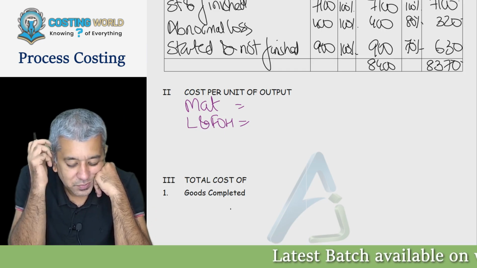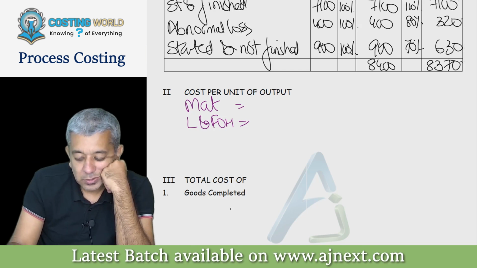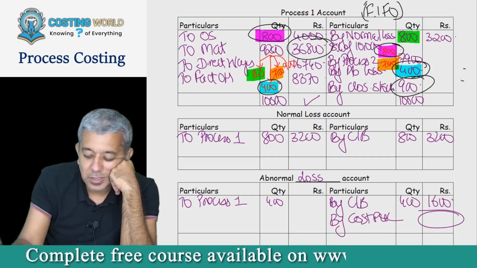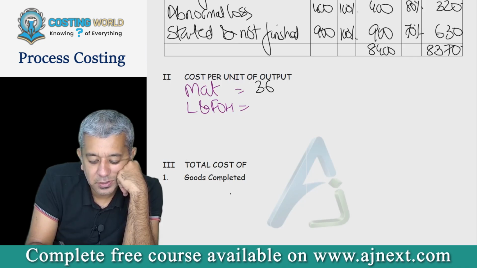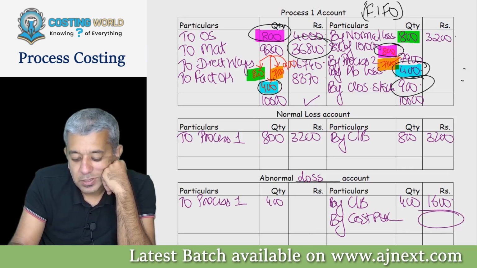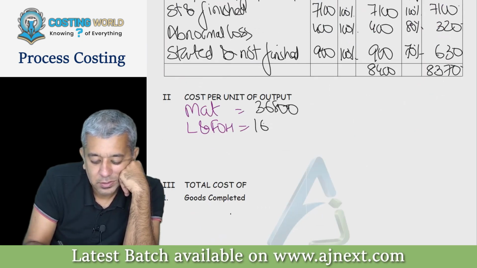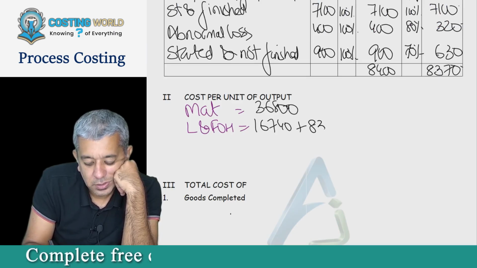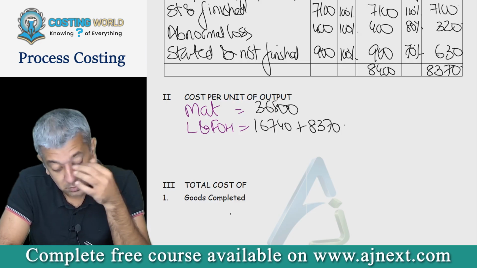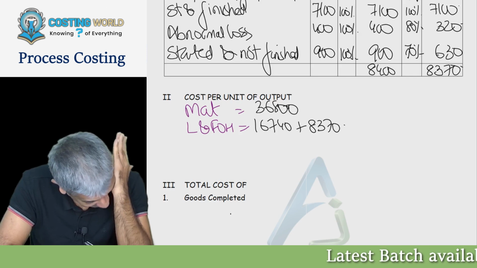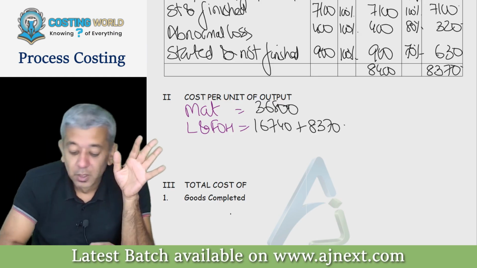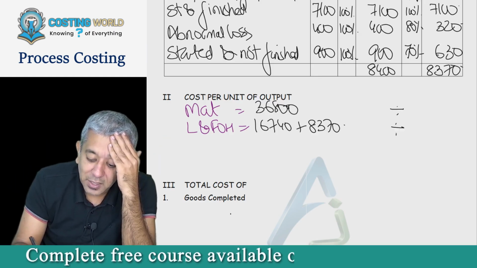Listen. Now, material cost is 36,800. You write down over here 36,800. Labor and factory overheads 16,740 plus 8,370. Now, what is left? There is something big that is left. Don't write, just pay attention. Don't write anything that I am writing now.